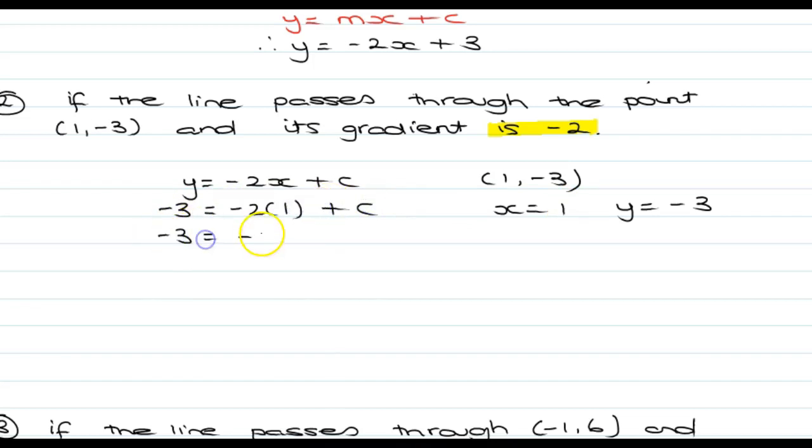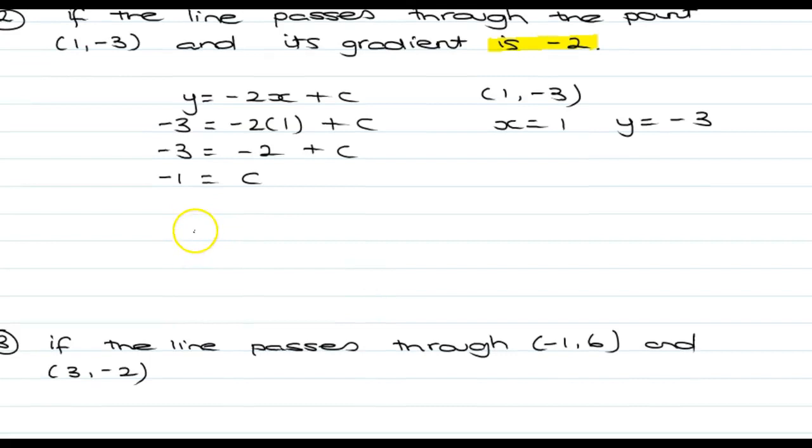Let's work that out. Now, if I take the 2 across, I'm going to add 2, which leaves me with c equals -1. So now let's rewrite the equation of the line as y equals -2x minus 1.